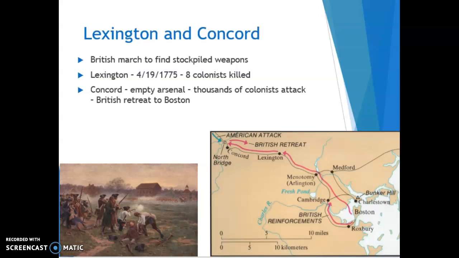Well, of course, this is where you have the famous Paul Revere ride, and you're going to have 8 colonists killed in the quote-unquote Battle of Lexington. It's more of a skirmish. They don't even know who fired the first shot.